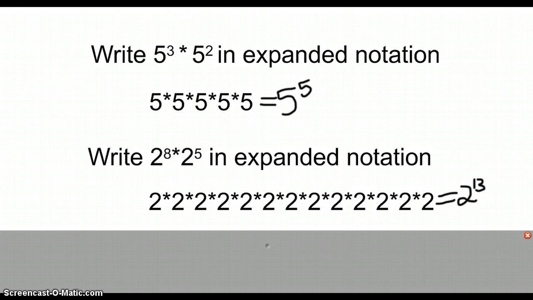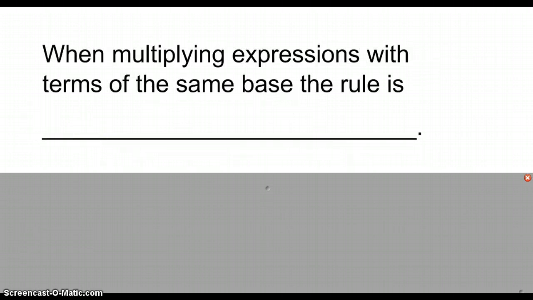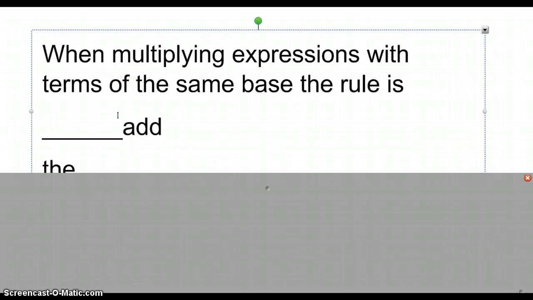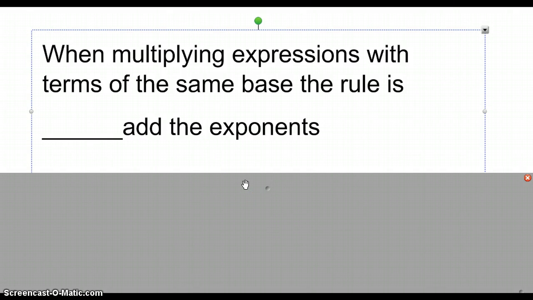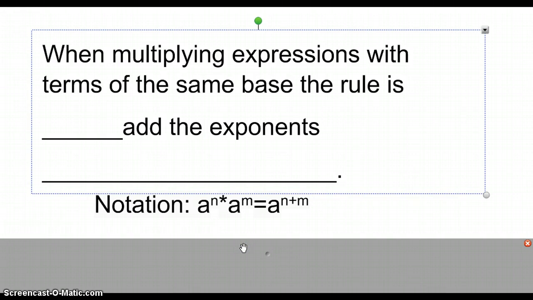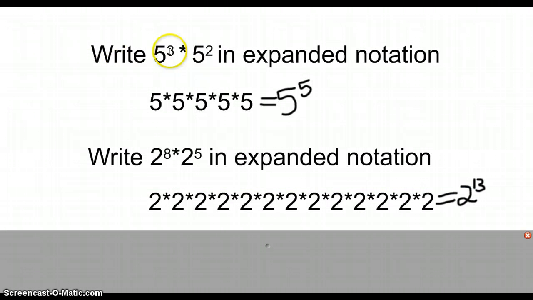So when you're multiplying numbers of the same base, we have a certain rule of what to do with your exponents. In general, our rule of thumb is that we add the exponents. So our notation form is a to the n times a to the m is a to the n plus m. So if you look back at our old example, we had 5 to the third times 5 squared, so we add our exponents 3 plus 2 and we get 5 to the fifth. Now it's really important to remember that they have to have the same base. If we had an example of 2 squared times 3 cubed, we could not simplify that any further.